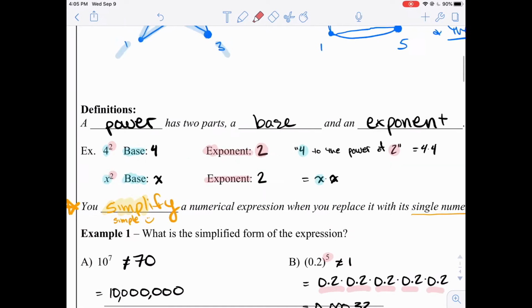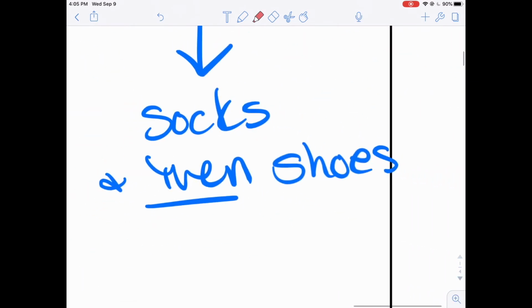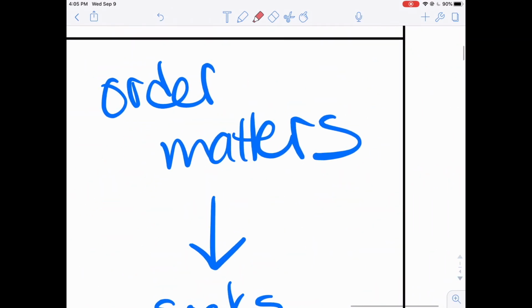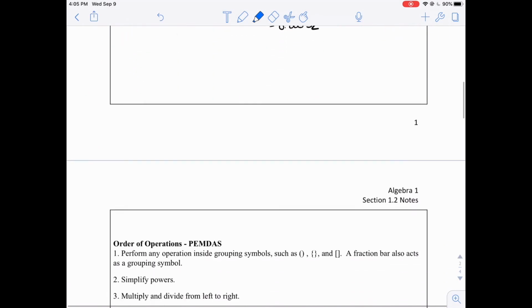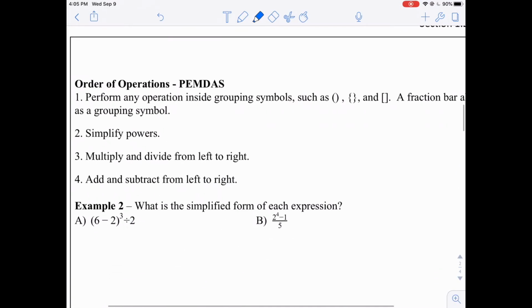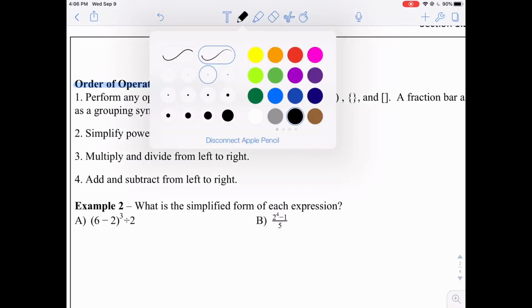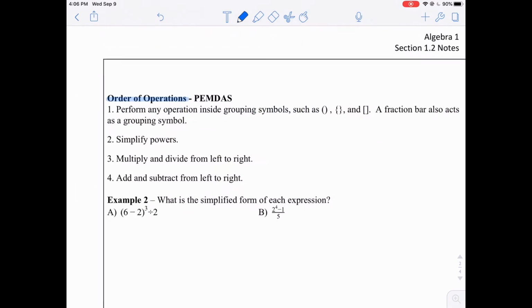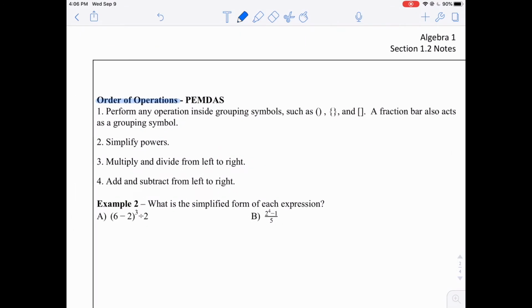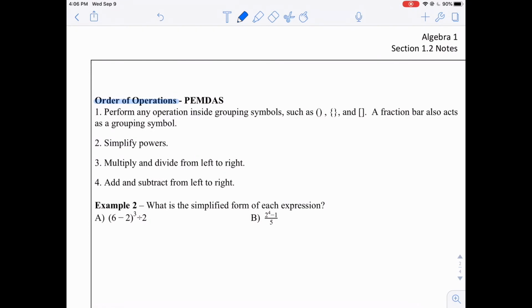So we found earlier, especially when we're putting our socks and then our shoes on, that order matters. Order is important. If there's anything you remember from today, order matters. But you also want to know what the order is. Hey look, our order of operations is PEMDAS. You might have seen this before. PEMDAS stands for parentheses. I should spell parentheses right, huh?